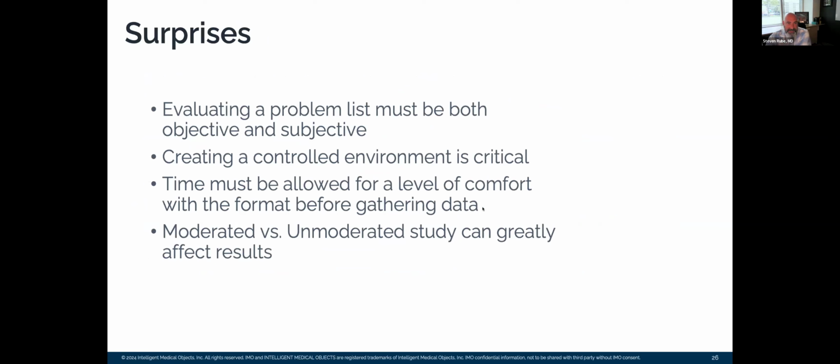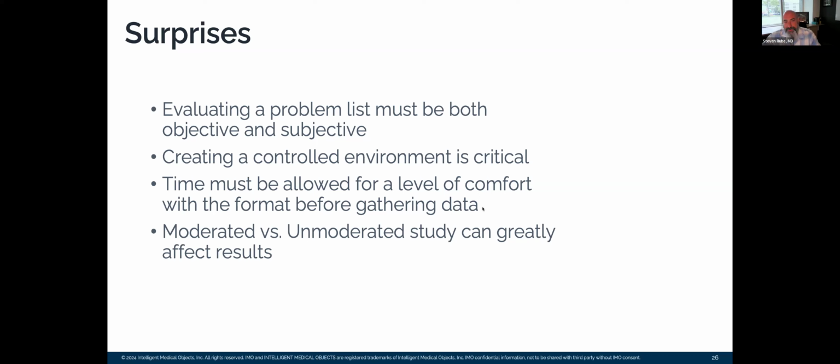Some of the surprises that we found: obviously, you cannot just evaluate a problem list objectively. In a lot of medicine, it would be very difficult to prove that an uncategorized problem list had an adverse effect on patients or a positive effect. There's too many variables. So there really must be a subjective component to any study, and I think that's valid. I don't think there's any problem with that. Subjective information can be very, very accurate, especially if trends are identified.